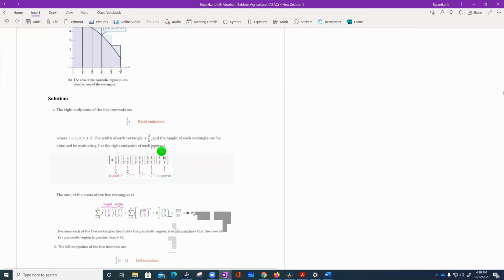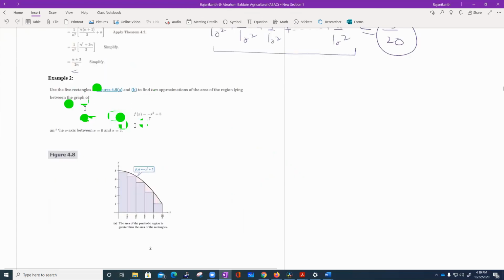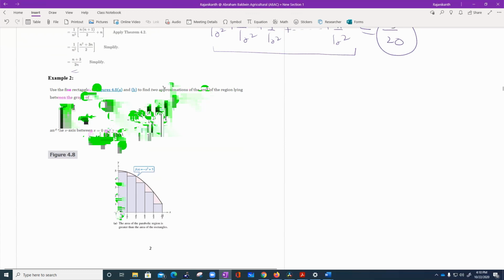Okay, what is our task? Our task is to find the area under the curve. So look at this problem. Use 5 rectangles to approximate the area under this curve with the x-axis between 0 and 2. So 0 is here, 10 over 5 is 2, right? So you are asked to find the area of this, right? So how many rectangles do you need to take? You need to take 5 rectangles, okay?